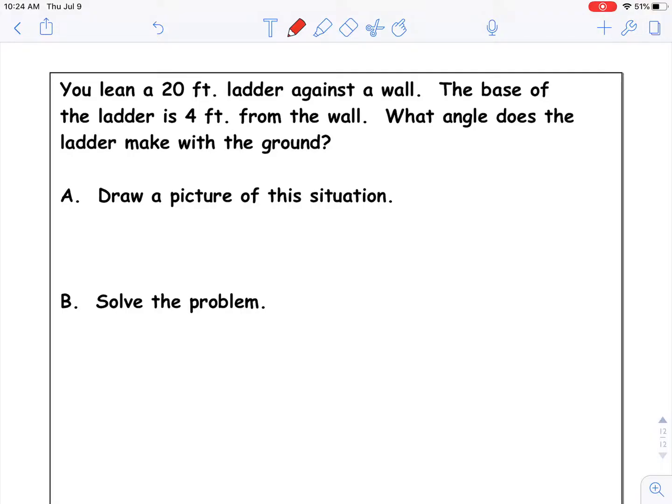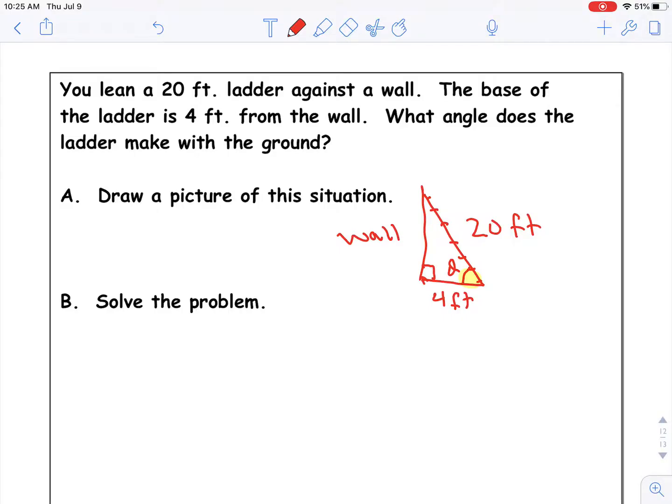You lean a 20-foot ladder against a wall. The base of the ladder is 4 feet from the wall. What angle does the ladder make with the ground? So we have a wall and we have a ladder. And it doesn't matter if your picture is not that accurate, but this is our wall, okay? And it says that the ladder is 20 feet. So this ladder is 20 feet long. And we want to know what angle does the ladder make with the ground. So we want to know this angle right in there. That's what we're trying to find. I'll just call it theta. We also know that the base of the ladder is 4 feet from the wall.